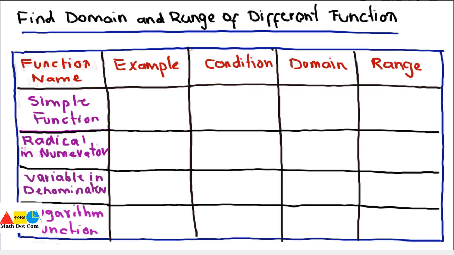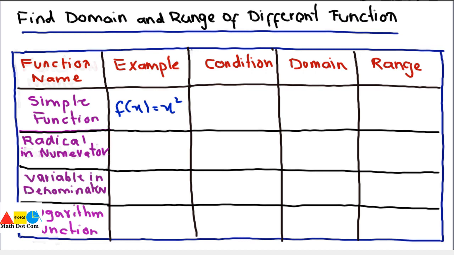So first of all, we have a simple function. Now, what is an example of a simple function? A simple function looks like f of x is equal to x square. If you are given such a function and you are asked to find the domain and range quickly, what do you have to do in such a case? Do you need to check any condition, or apply any formula, or do some analysis, or what?